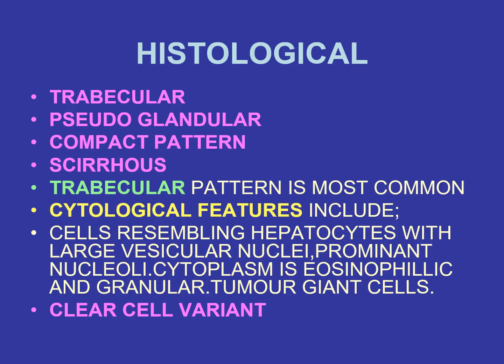Now, what are the histological features? The histological features are, again, it may form either of these forms. That may be trabecular, pseudoglandular, compact pattern, scirrhous, or even you may find solid sheets of hepatocytes. Trabecular, as the name implies, here you would see the trabeculae, and these trabeculae are much thicker, composed of cells which have all the features of malignancy. For example, high NC ratio, nuclear pleomorphism, and irregular mitotic activity may be there.